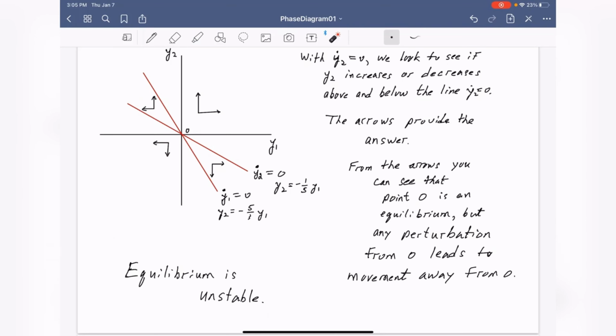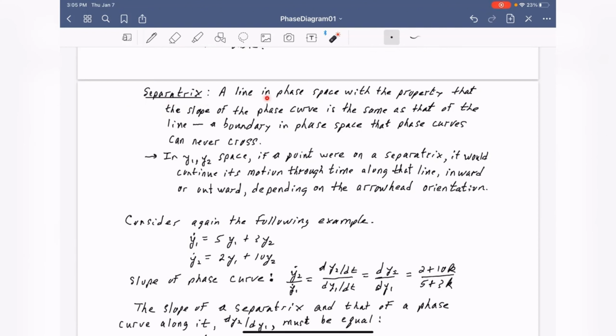Finally, we can define what is called a separatrix, which is a line in phase space with the property that the slope of the phase curve is the same as that of the line. A boundary, in other words, in phase space that phase curves can never cross. If in y1, y2 space a point were on a separatrix, it would continue its motion through time along that line, inward or outward, depending on the arrowhead orientation. So consider again the following example.